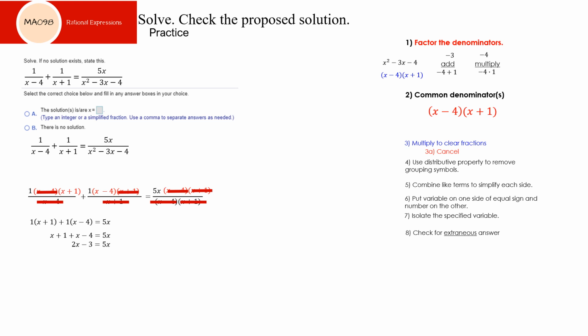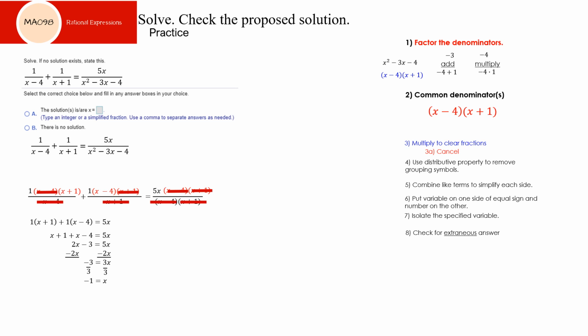Since 5x is by itself on the right side, I'm going to subtract 2x from both sides. This gives us negative 3 equals 3x. Next, we're going to divide by 3 on both sides. This gives us x equals negative 1. Next, we have to check because this is only a possible solution.